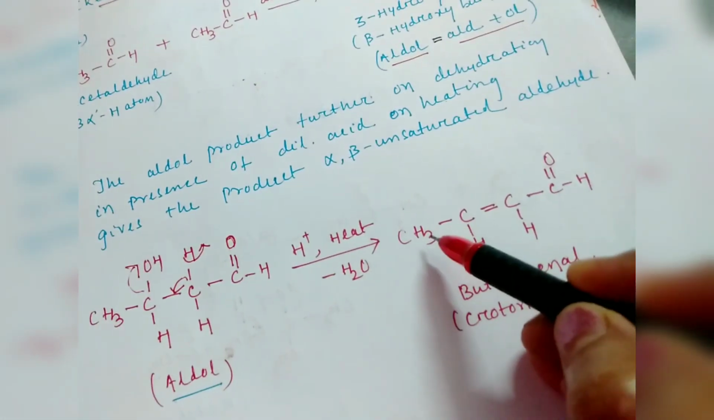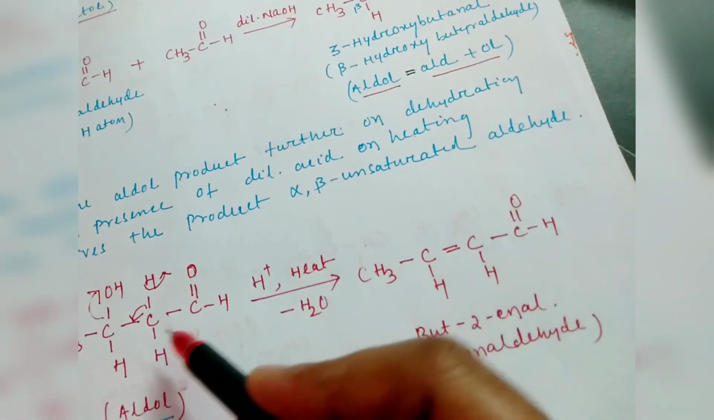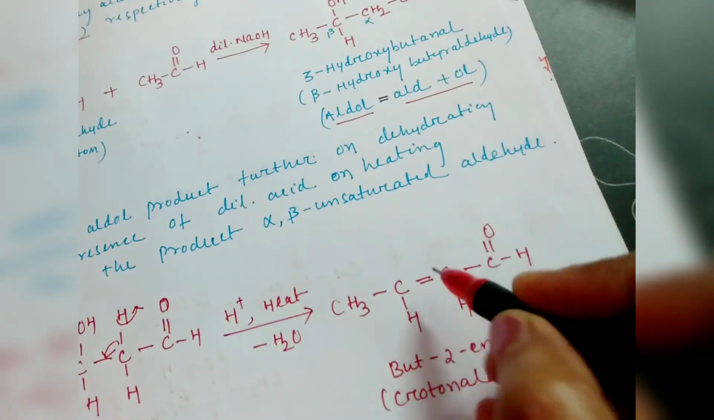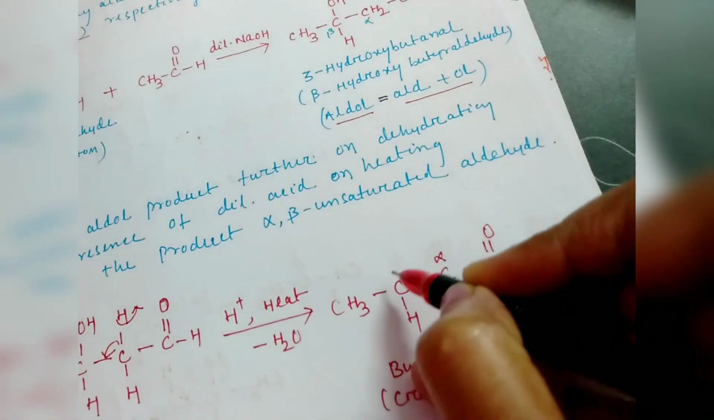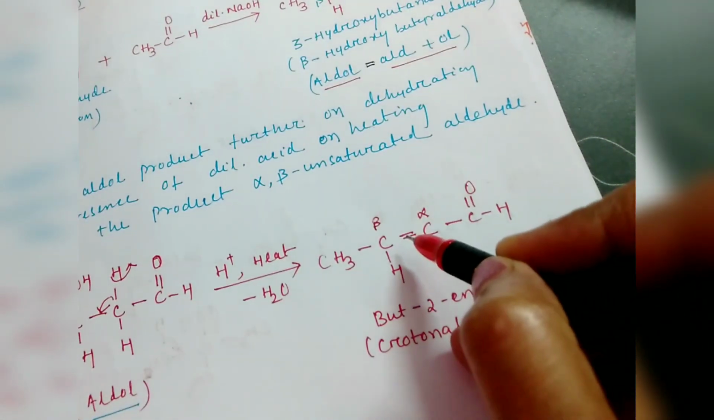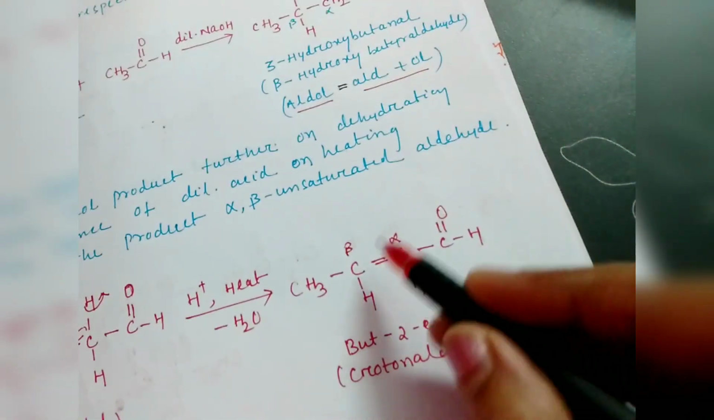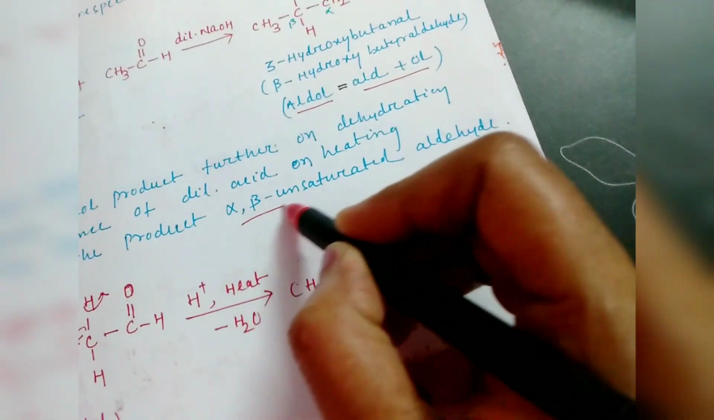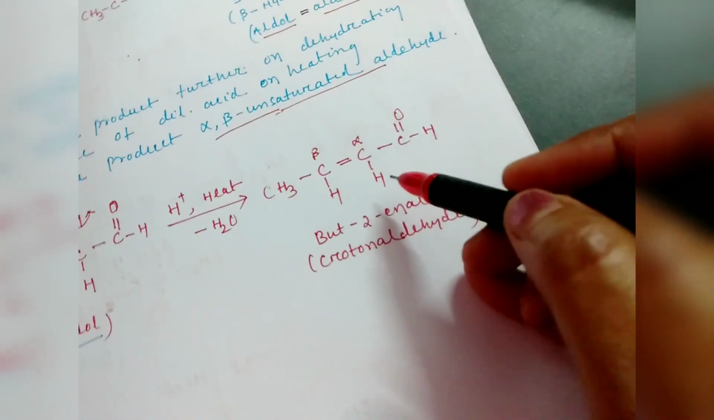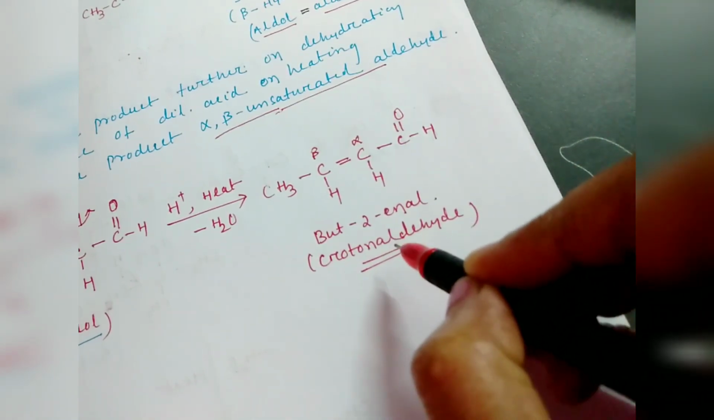So there is a removal of water, and now there is a double bond here. So it becomes CH3CH double bond CH, in between these two there is a double bond, and C double bond O H. That means if this is your functional group, this one is your alpha carbon, this one is your beta carbon, then in between the alpha and beta there is a double bond, unsaturated. That is why it is called alpha beta unsaturated aldehyde. The common name of this aldehyde is crotonaldehyde. Very, very important, remember this.